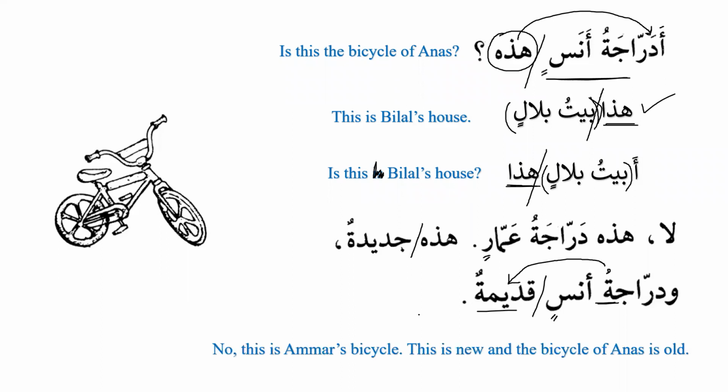And this is the translation. No, this is Ammar's bicycle. And this is new, and the bicycle of Anas is old. So alhamdulillah, we have learned a lot of new things in today's lesson. We have added one more point to the feminine, and that is that the human body parts that are in pairs are feminine.